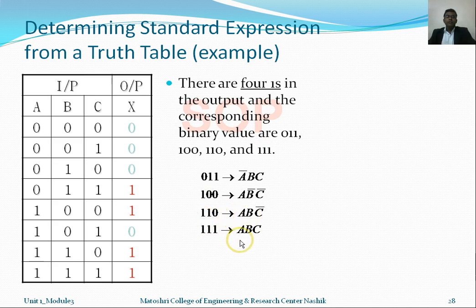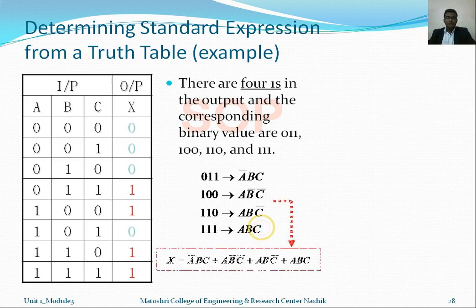Similarly for the remaining ones. These are the product terms, and we sum all the product terms to get the expression. So for output X, we get the first, second, third, and fourth product terms, and we sum all these four product terms in case of SOP.